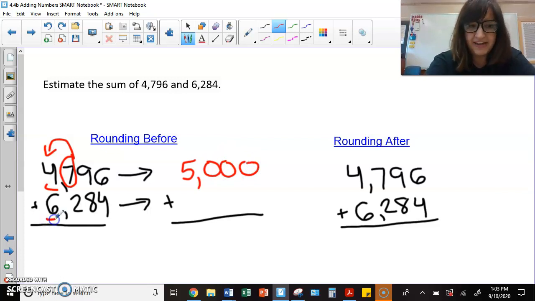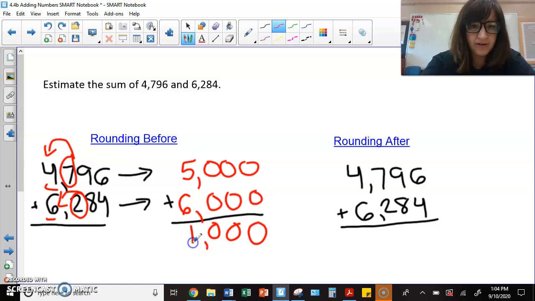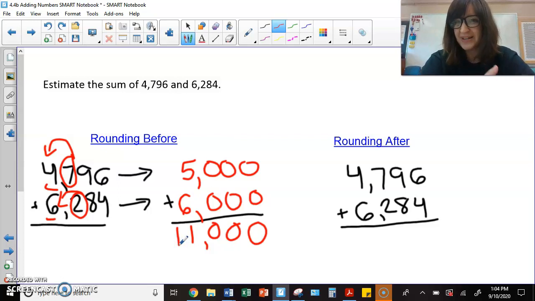Down here, I'm going to look at my thousands place. The 2 tells my 6 to stay the same. So this is going to stay a 6 and everything after changes to zeros. So now I can add these 2 numbers up and I get 11,000 for my estimated answer. That's about how many there are if you put 4,796 together with 6,284.